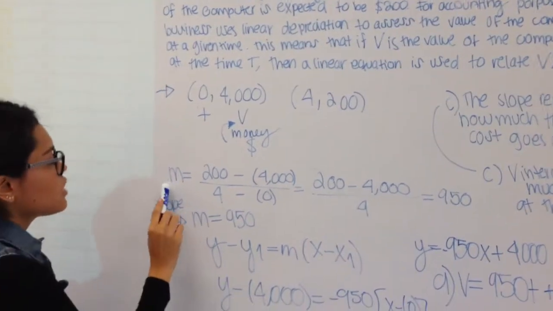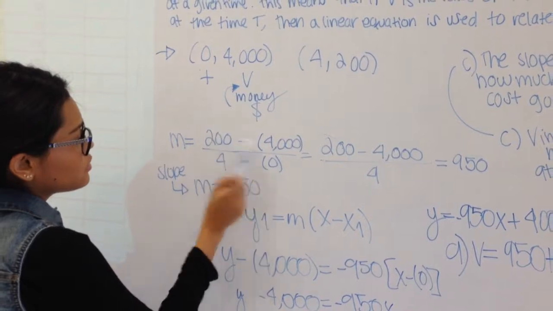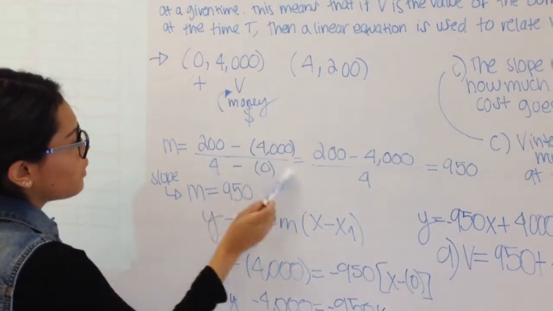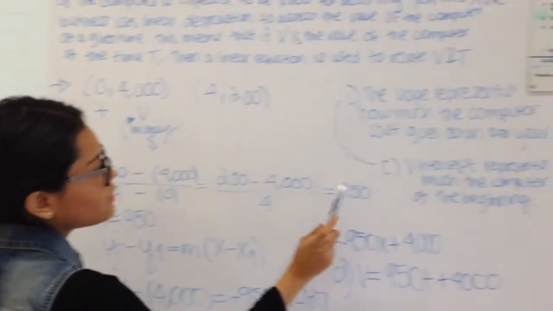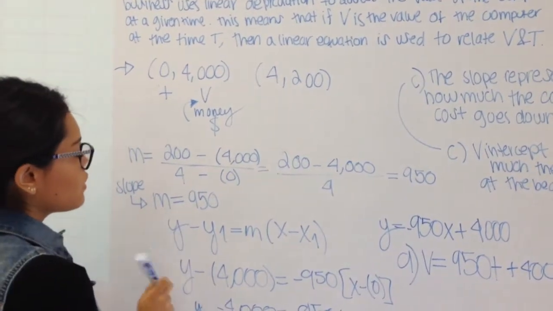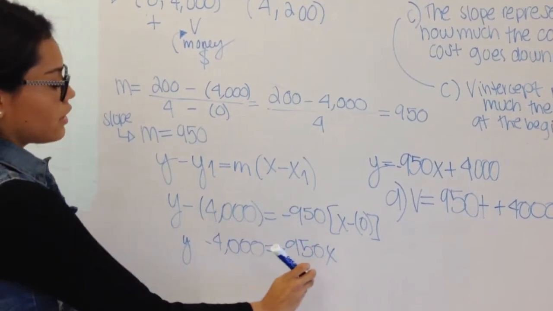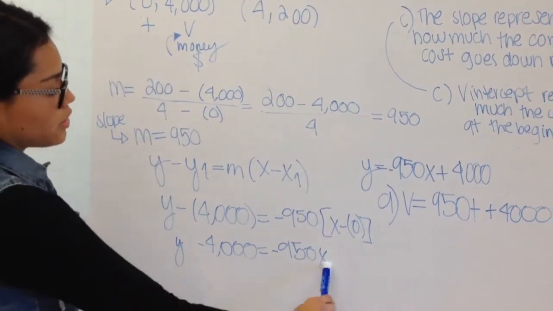What we have to do is substitute in the slope formula and you get this value. You arrange the two values and you get the slope is 950. So you get the slope and then you put it in this form and you substitute it and get this, and then you get the value. This is your equation.